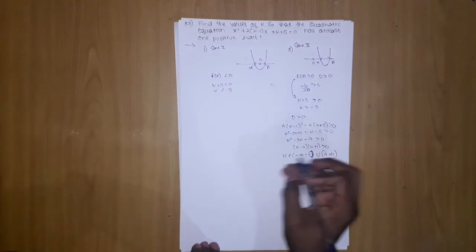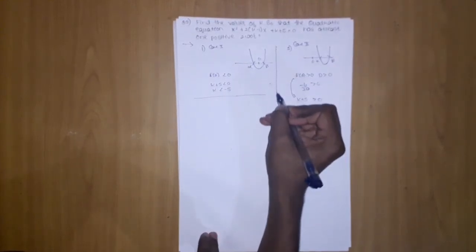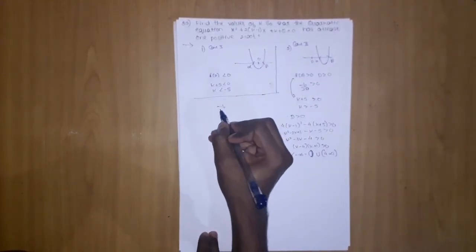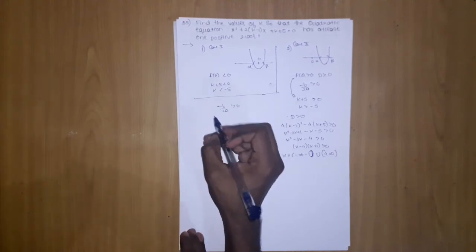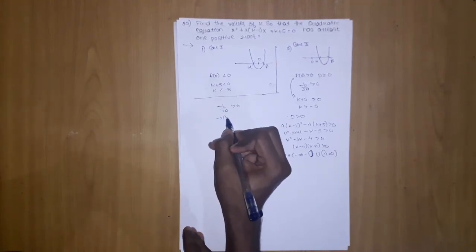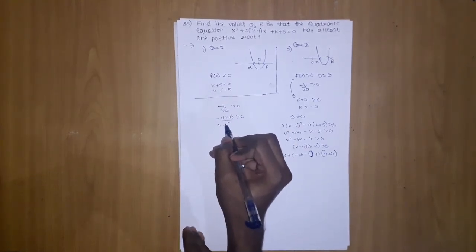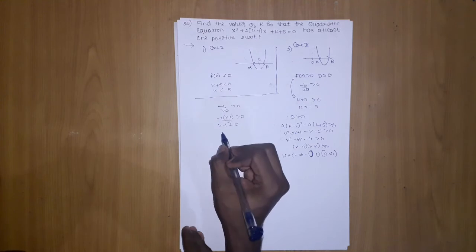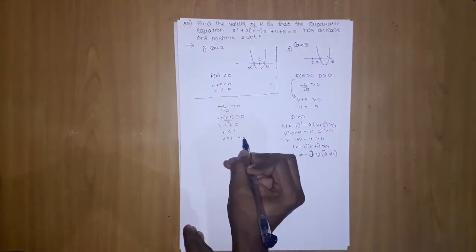And the last condition is minus b by 2a. Let me do it here. Minus b by 2a should be greater than 0, which is minus 2 into (k minus 1) upon 2 greater than 0. This gives us k minus 1 should be less than 0, so k should be less than 1, so k belongs to minus infinity to 1.